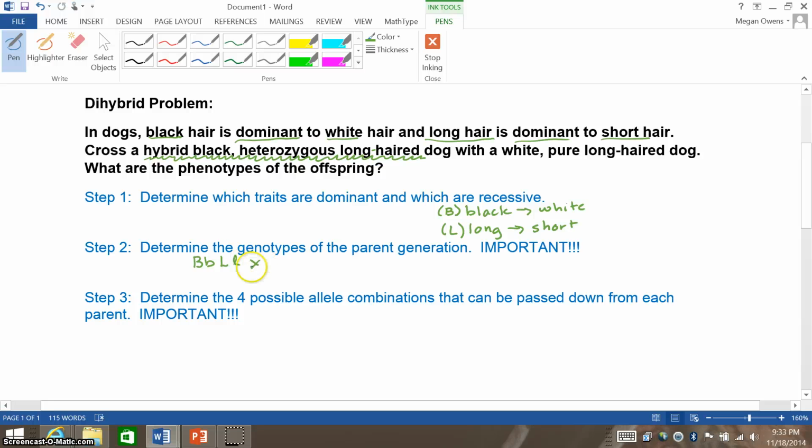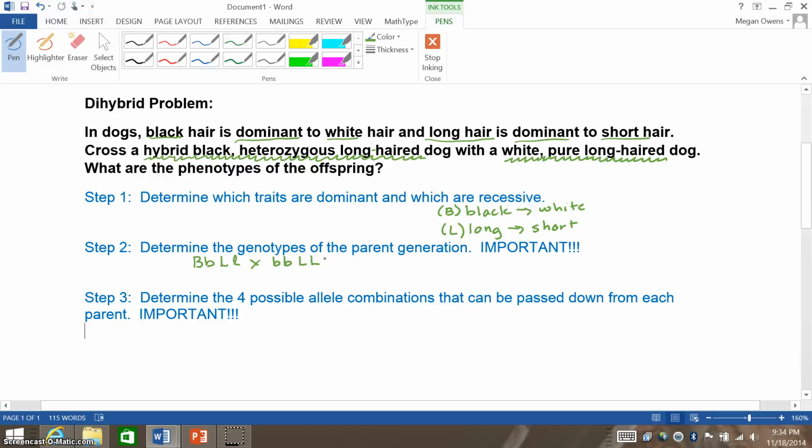If I then look at my second parent, it tells me that it's white with a pure long-haired coat. I know that white is recessive to black, so in order to have the white phenotype, it would have to have two little b's as its genotype, and then it's pure long-haired. Well, if it's long-haired, I know it has to have a capital L, and pure means you're going to have two of the same letters. It means the same as homozygous, so I would have two capital L's to represent a pure long-haired dog.